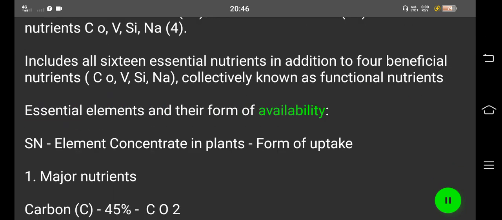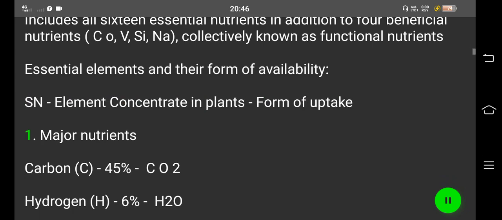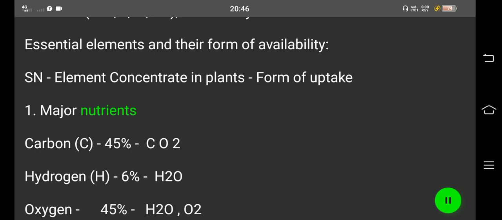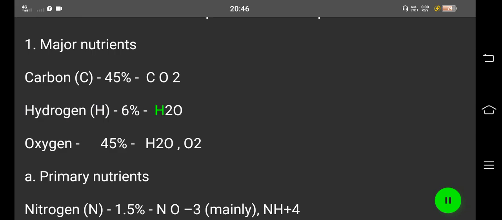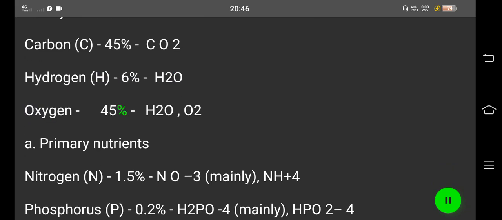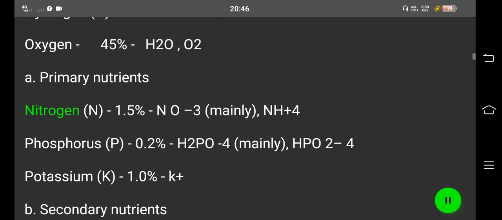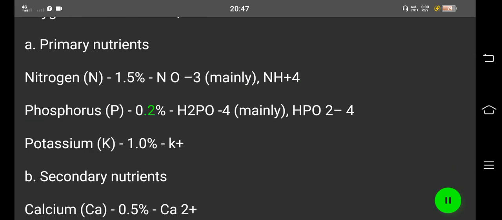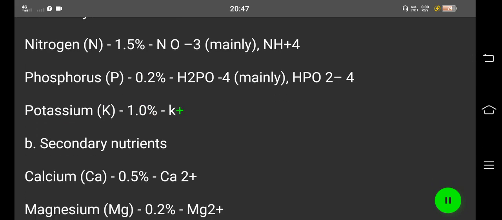Essential elements and their form of availability. Element, concentration in plants, form of uptake. 1. Major nutrients. Carbon, C, 45%, CO2. Hydrogen, H, 6%, H2O. Oxygen, 45%, H2O, O2. A. Primary nutrients. Nitrogen, N, 1.5%, NO3-, mainly NH4+. Phosphorus, P, 0.2%, H2PO4-, mainly HPO4 2-. Potassium, K, 1.0%, K+.